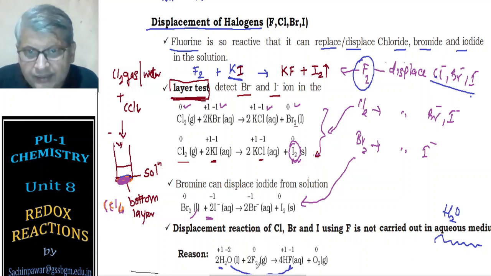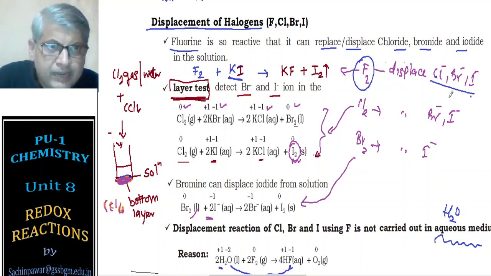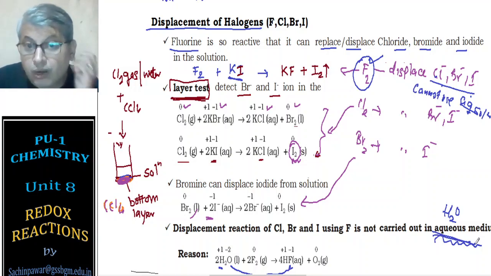Since it can react with the water molecule also, if you want to displace the halogens from the solution by using fluorine, you cannot use an aqueous solution. Aqueous solution means the water should not be there.